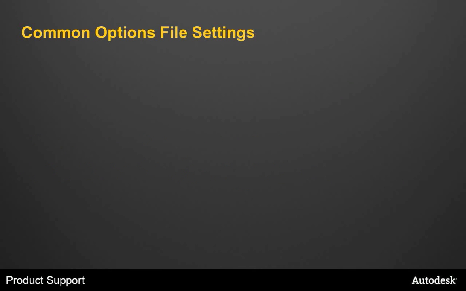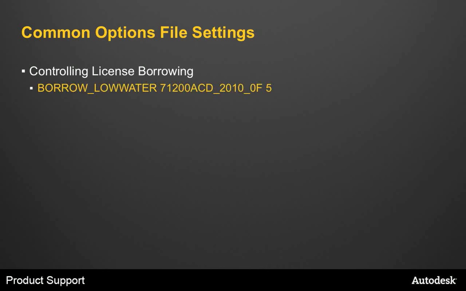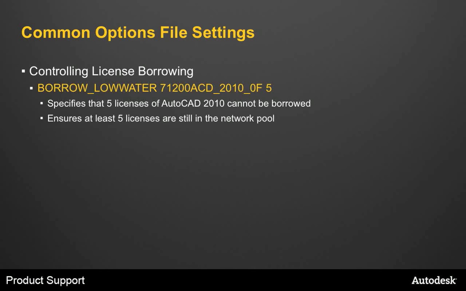Now let's look at ways of controlling license borrowing. The borrow low water option is an interesting one. It specifies how many licenses cannot be borrowed. So this example statement specifies that 5 licenses of AutoCAD 2010 cannot be borrowed. What this does is ensure that at least 5 licenses are still in the network pool. You would use this to make sure that your pool of licenses on your server does not get diminished by having everybody borrow the licenses.